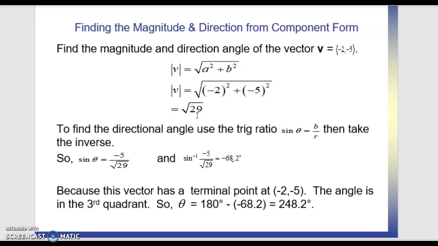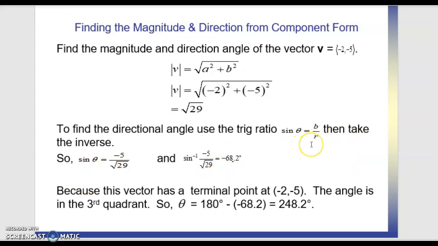So how do we find the directional angle? To find the directional angle, use the trig ratio. The sine of theta, or the sine of your angle, equals B over R. So remember, R is your resultant, which is also your magnitude. So we have the value of R here because this was our magnitude. After doing that, take the inverse.